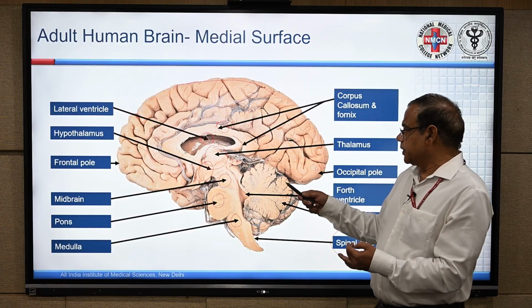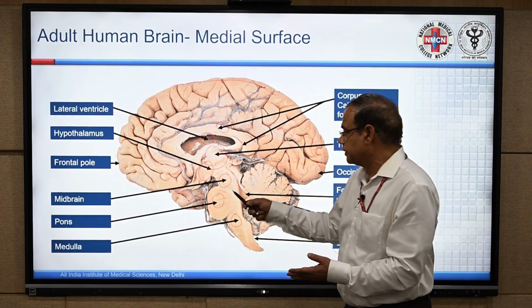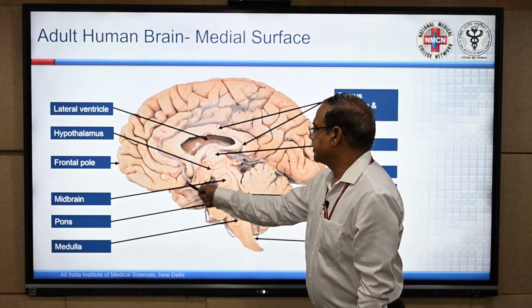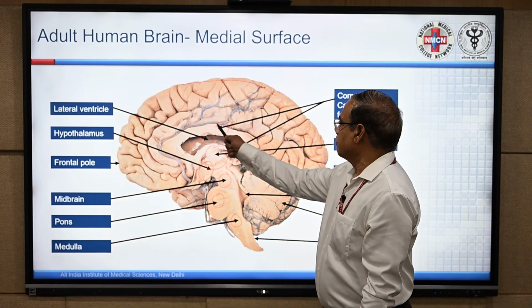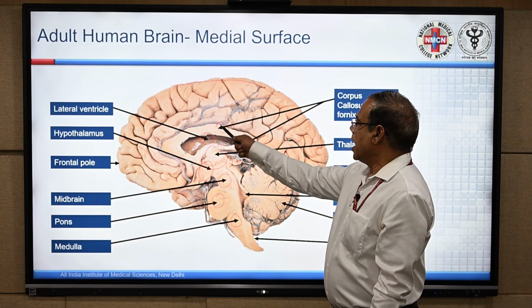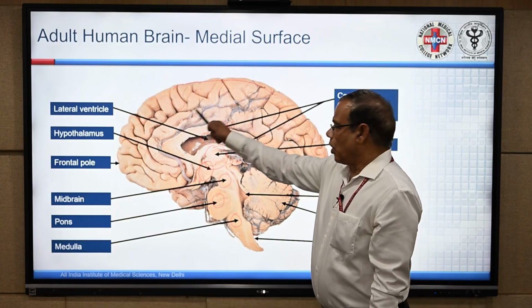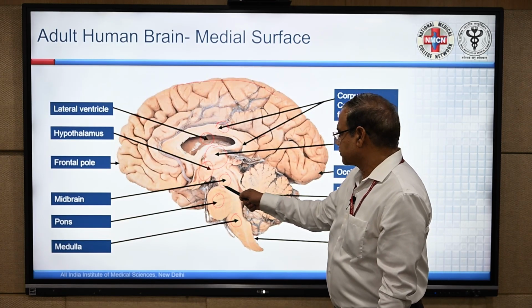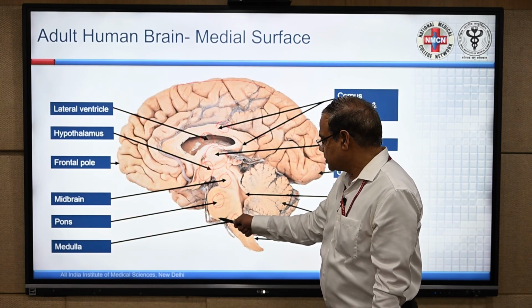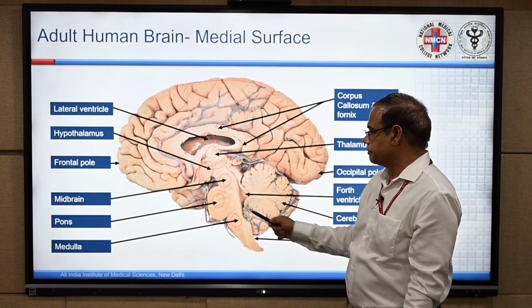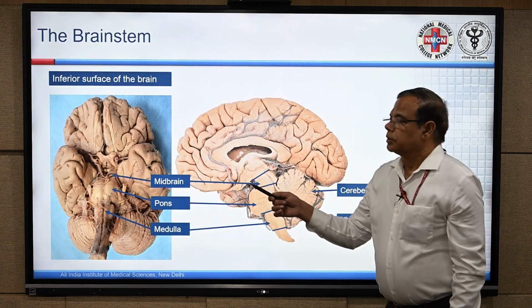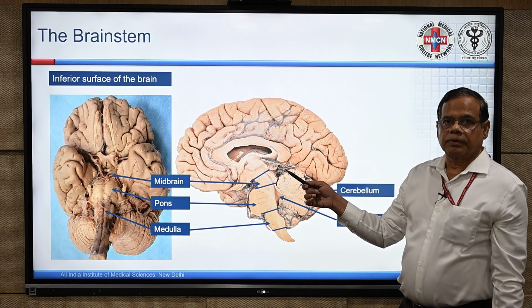I should take the advantage of showing you the blood vessels here. Here is the anterior cerebral artery. It is going above the corpus callosum and it is supplying the frontal lobe. Then you can see in front of the pons, this is the basilar artery. Now, the ventral surface of the brainstem.